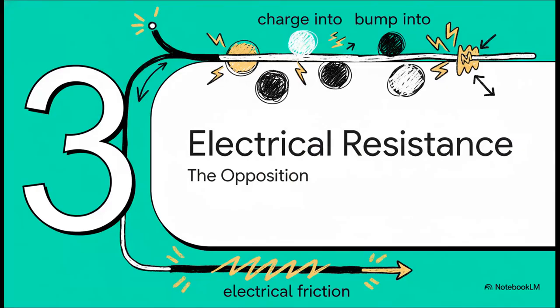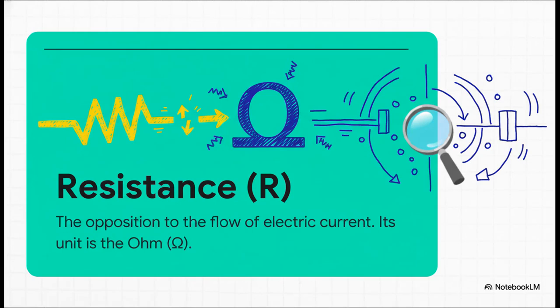So we've got the flow, that's current, and we've got the push, that's voltage. But you know, it's not always a perfectly smooth ride. As that charge flows through a material, it's constantly bumping into atoms and facing some pushback. Think of it as a kind of electrical friction. And that electrical friction is what we call resistance.